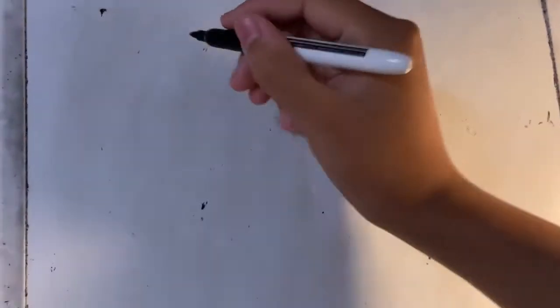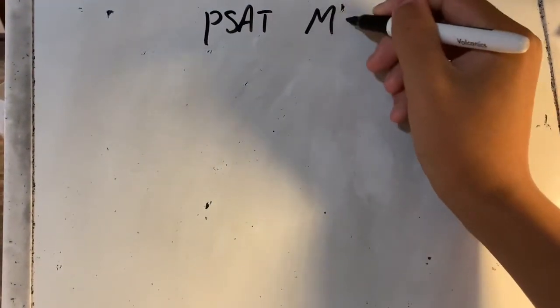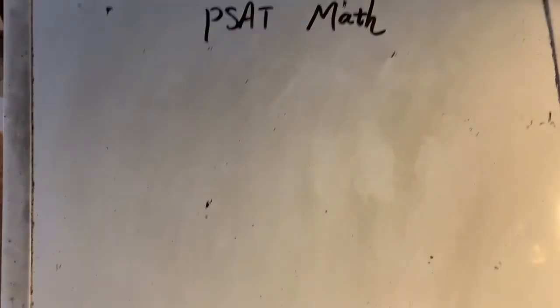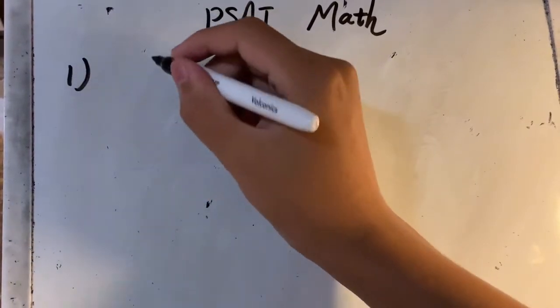This week we are going to talk about PSAT math. The first three parts are fractions, even-odd relationships, and factors. So let's first talk about the fractions. The fractions have some basic formulas.